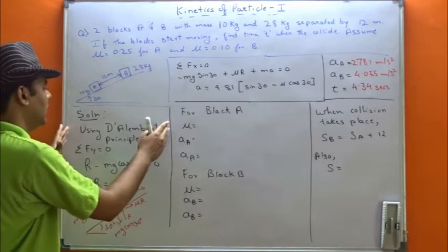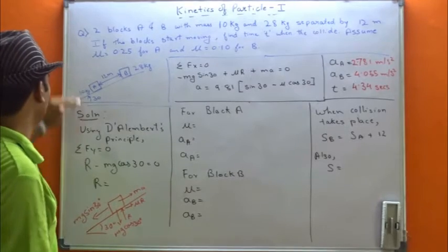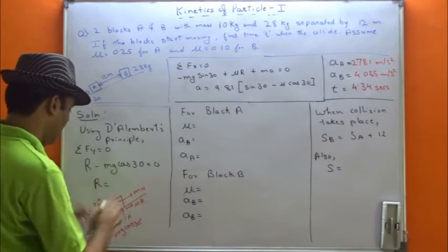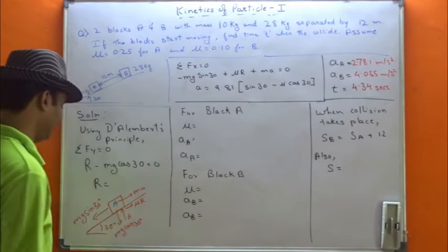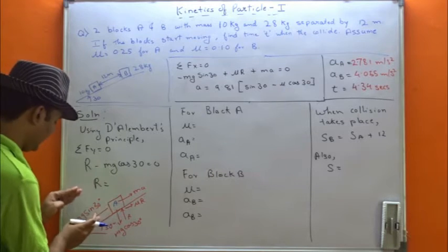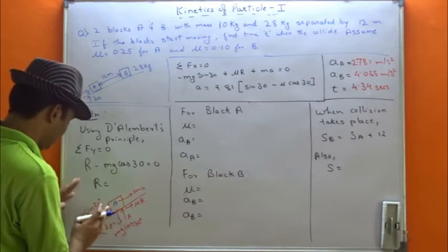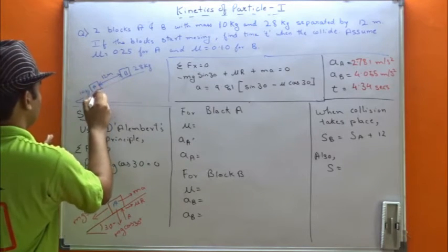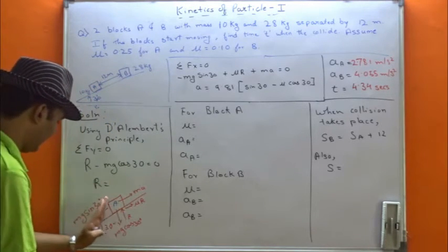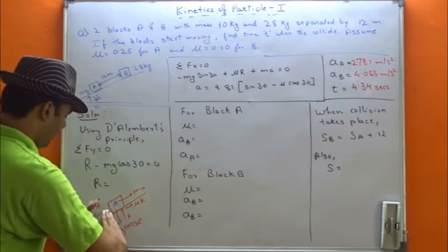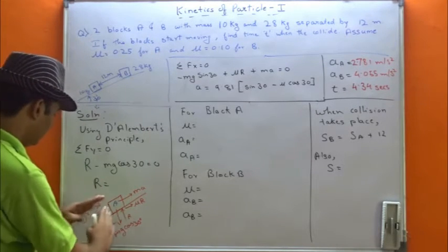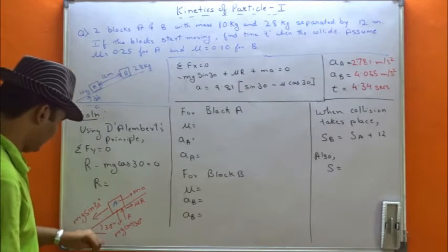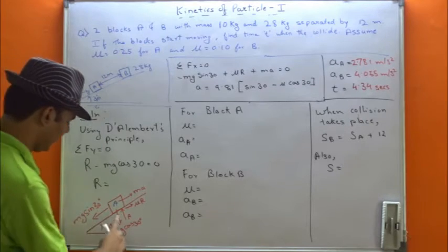So using D'Alembert's principle, the summation of Fy, the vertical forces, is given here. This is what we have for our block A. For block B also we can do the same thing. The weight, that is mg, is this, right? So we have taken the sine and cos components. We have resolved the weight into the x and y components. One component is mg sin 30, and the other component is mg cos 30.